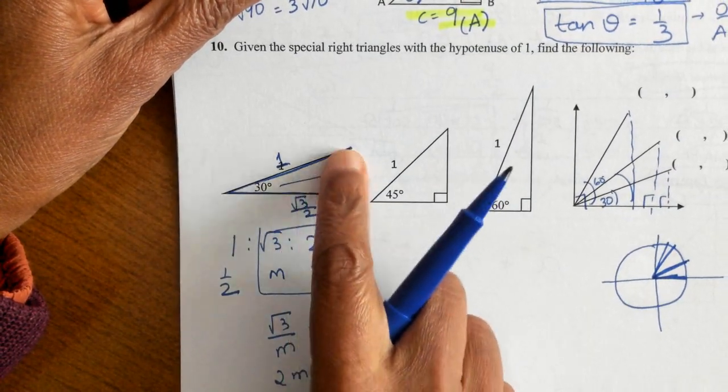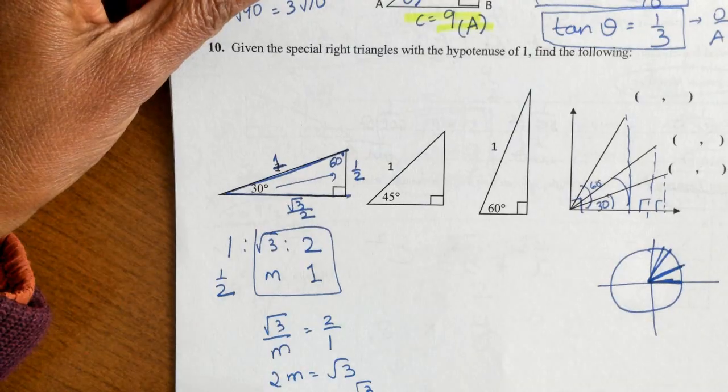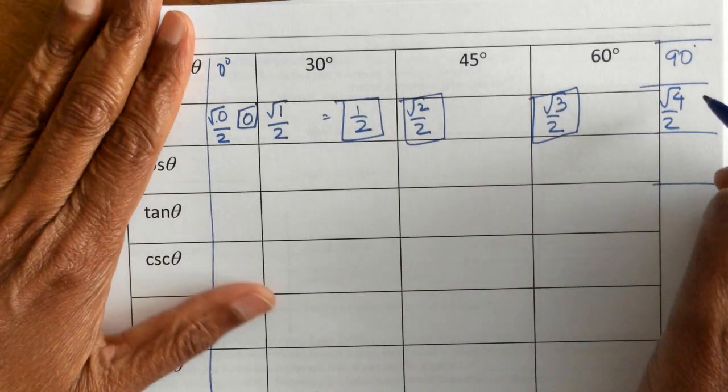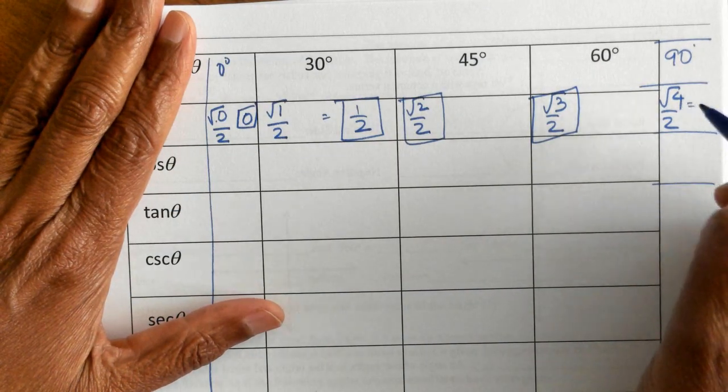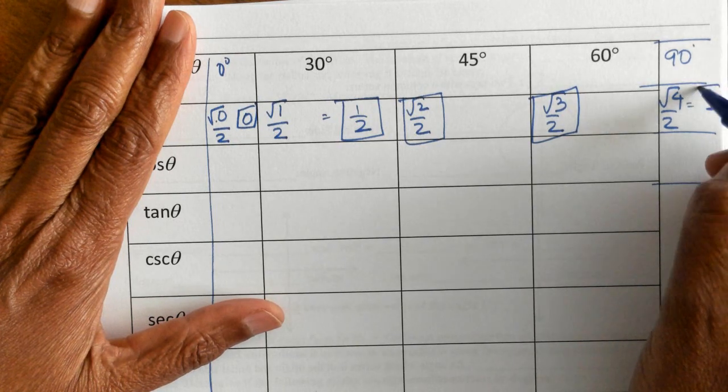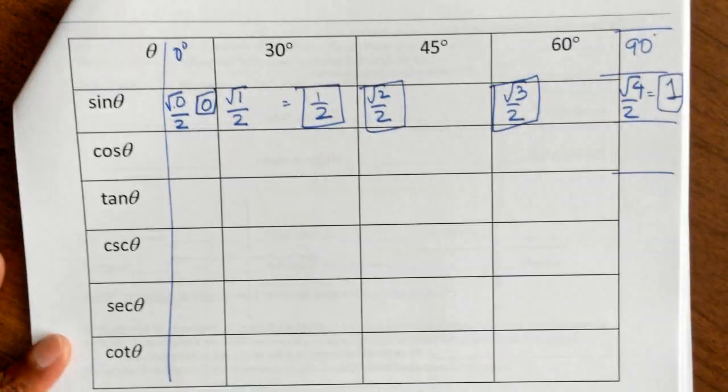So this is 60 degrees, opposite side, so square root of 3 over 2 over 1 is square root of 3 over 2. And square root of 4 over 2 is, square root of 4 is 2, 2 over 2 is 1. Okay, so let me repeat the method.